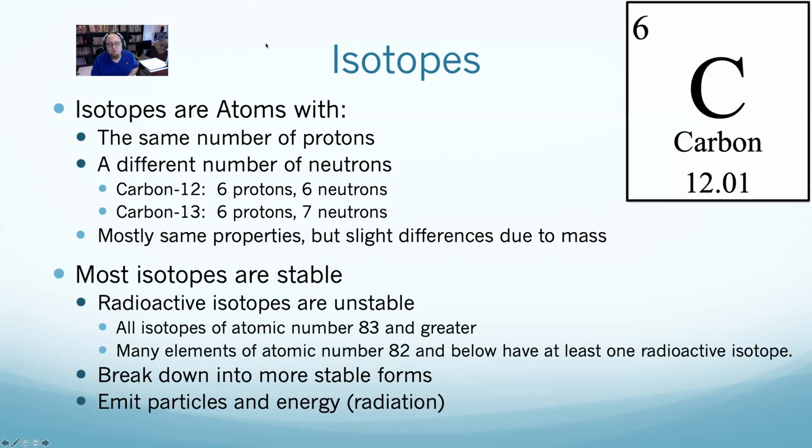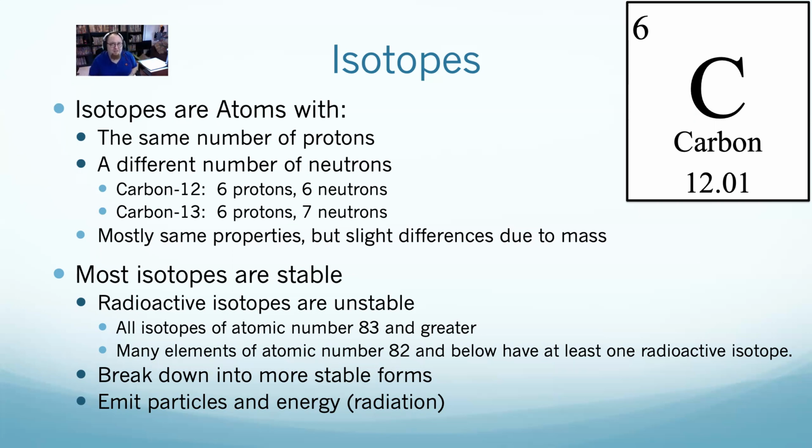You see, most isotopes are stable. Some are radioactive. Anything with an atomic number greater than 83 is always radioactive. Some elements with atomic number 82 and lower have some radioactive isotopes. What radioactive means is that it breaks down. It says, we have too many neutrons, screw this noise, and it shoots them off.